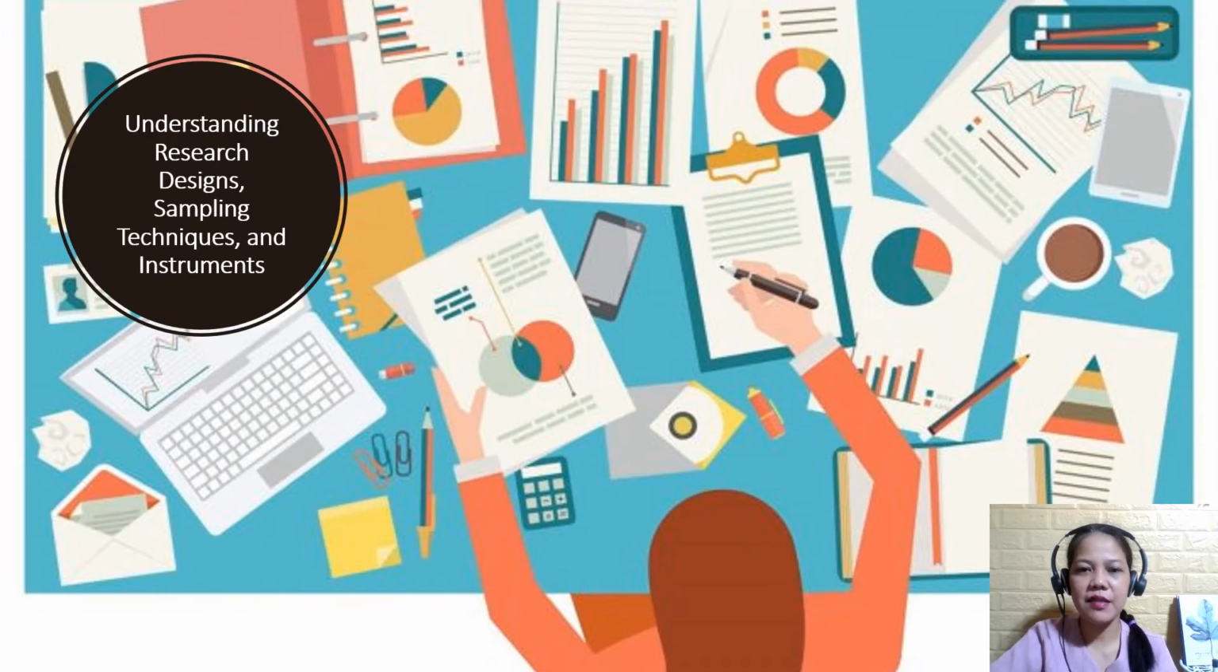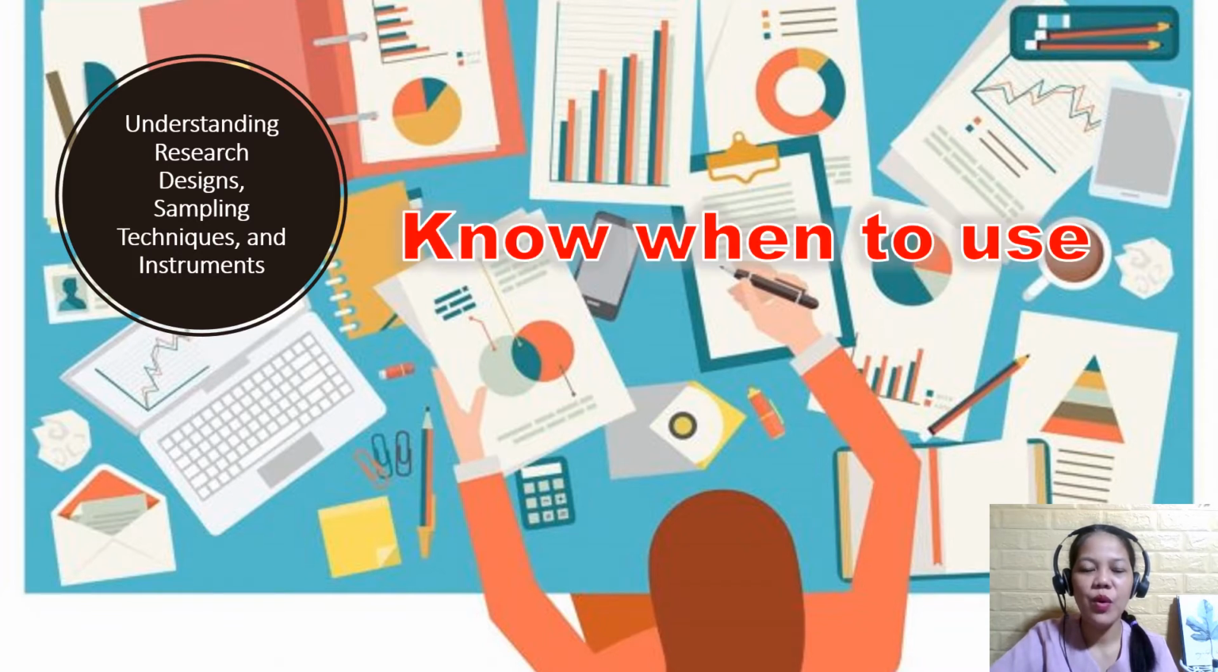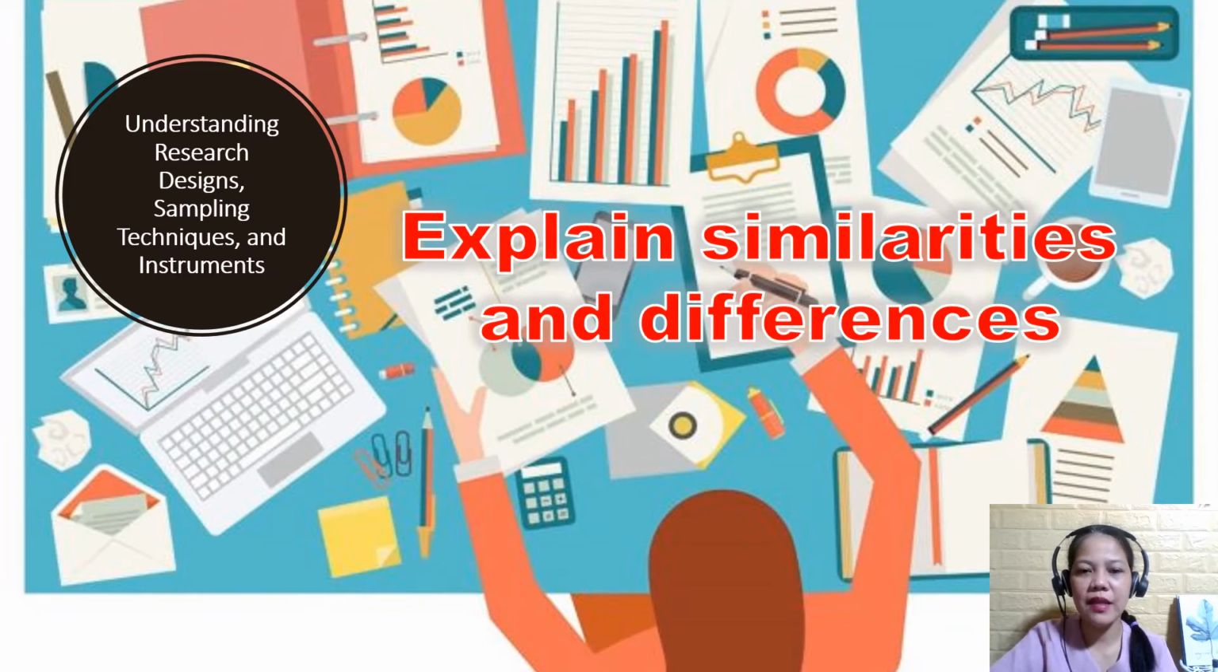My topic is about understanding research designs, sampling techniques, and instruments. Our objectives are to be able to know when to use the different types of research designs, sampling techniques, and instruments, and to explain their similarities and differences. So let's start!